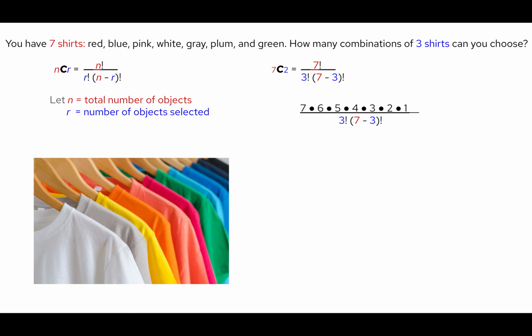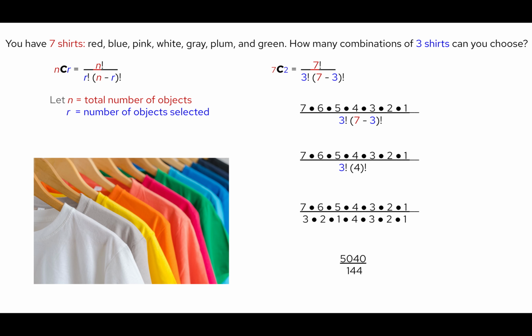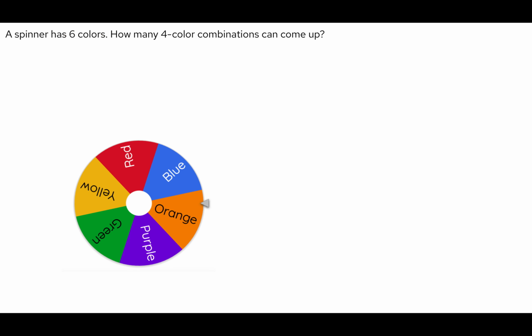Ooh, 7 factorial is a long one. Okay, and again, simplifying the denominator. And now all we have to do is multiply the numerator and the denominator and then divide, and I get 35 different combinations.